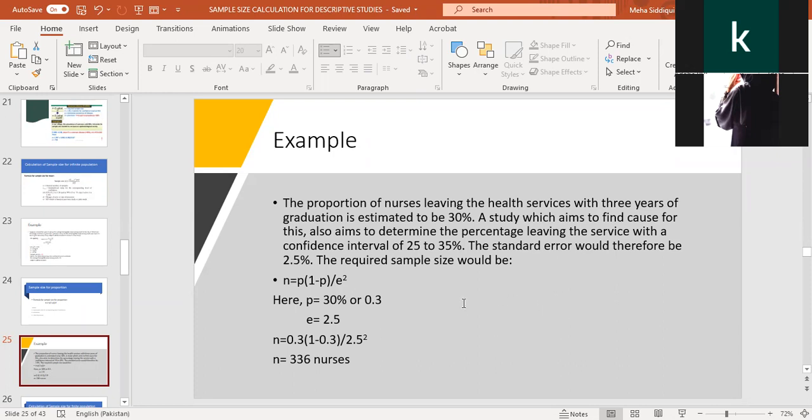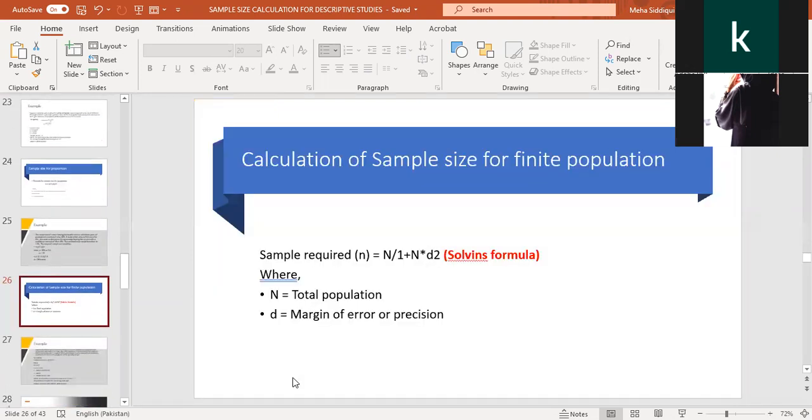The required sample size would be here on applying the values, that is p is 30%, prevalence here we saw 30% or 0.3, estimated error is 2.5. So applying all these values in this formula, we get the sample size of 336 nurses.